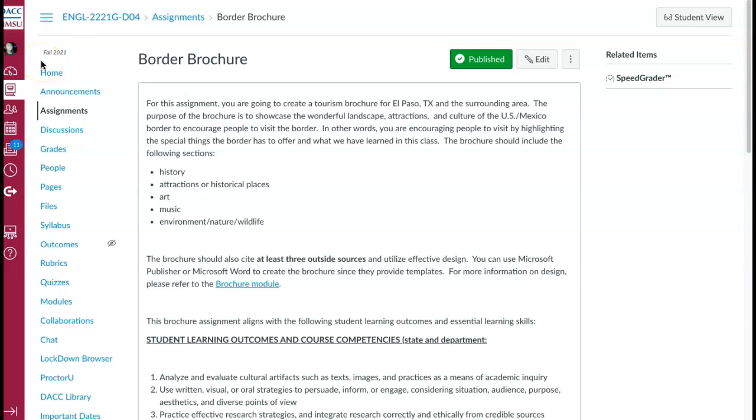As far as the environment, nature, and wildlife, we are going to discuss how the border wall affects the environment of the border, but you are going to have to do a little bit more research to highlight the wildlife or the environment in El Paso. For example, we have the Franklin Mountains. We also have a lot of desert areas. We have a lot of outdoor places here in the area that people can go to.